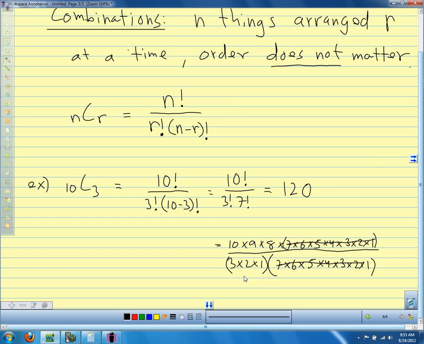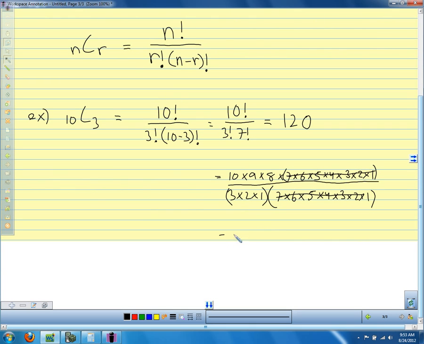So notice I didn't combine anything together yet. So I get 10 times 9 times 8 divided by 3 times 2 times 1. So just divided by 6. And when I calculate this out, I would end up with 120.